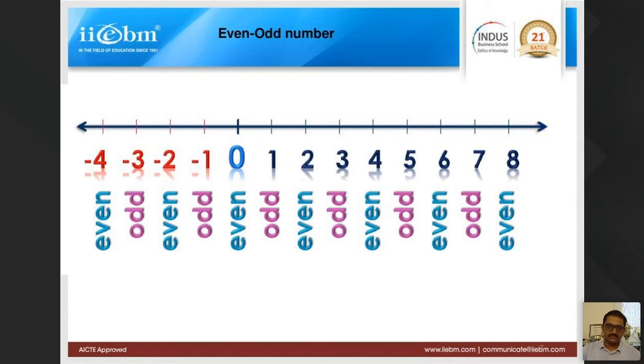In the same way, -1 is odd, +1 is odd, so the number in between is even. As it fulfills 2 conditions, most mathematicians and statisticians believe that 0 is an even number. So we'll go ahead with the same thing. 0 is even, 1 is odd, 2 is even. If the number is exactly divisible by 2, it becomes even. If the number is not exactly divisible by 2, then it becomes an odd number.